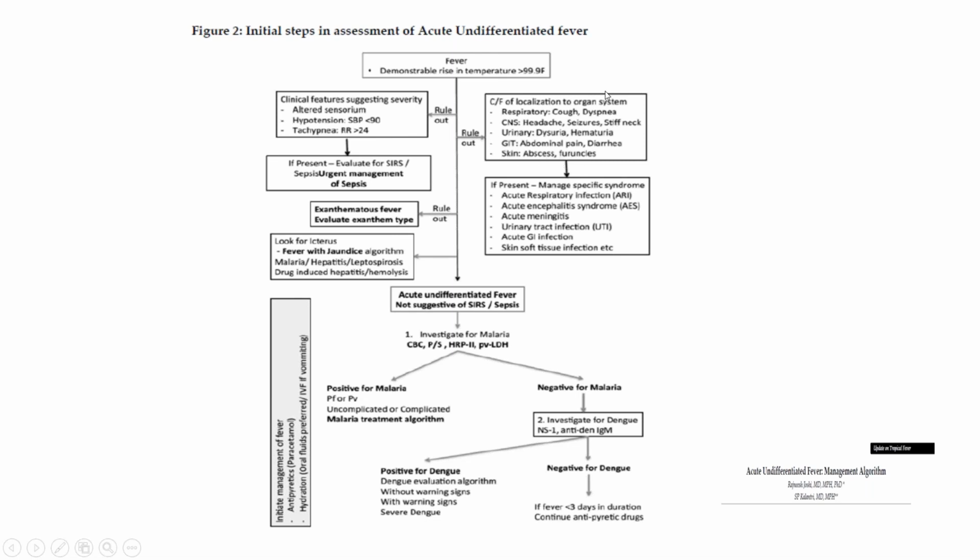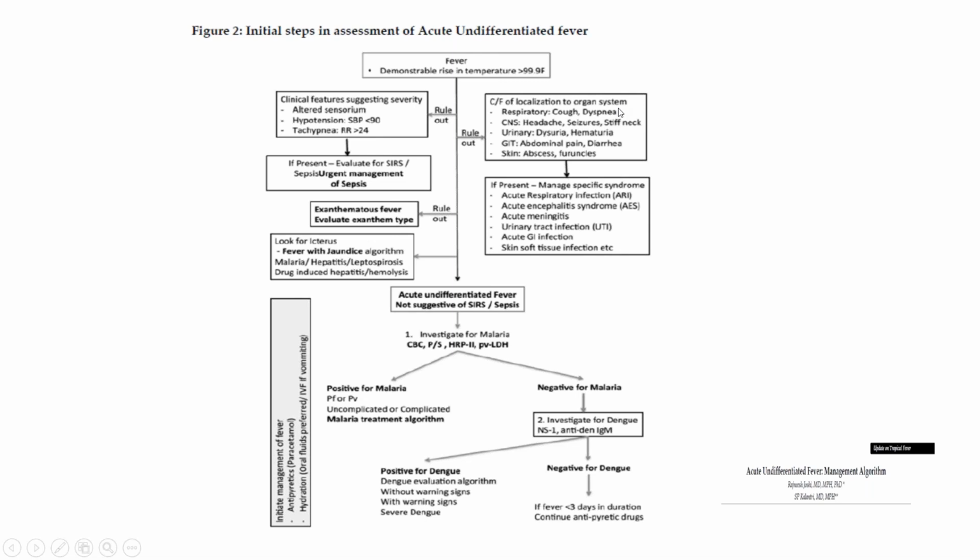Once you have localized it to an organ system, then you will treat it accordingly. For example, if you have an acute respiratory infection because of cough and dyspnea, you will treat it, and in the current scenario, you will try and look for COVID. If there is headache, seizures, altered sensorium, you will think of encephalitis, meningitis, and you will treat it. So that is the next thing you will do: try to localize its symptoms.